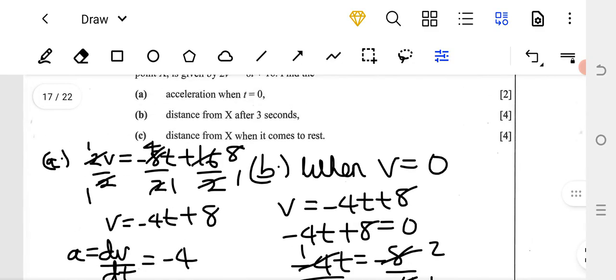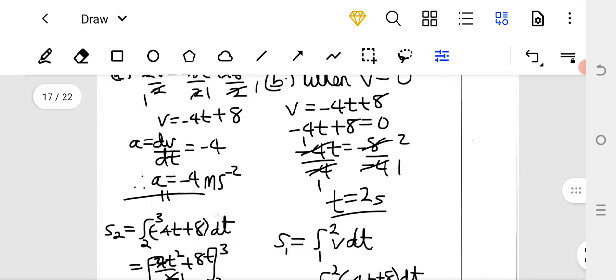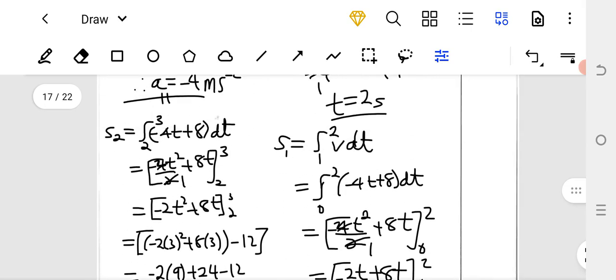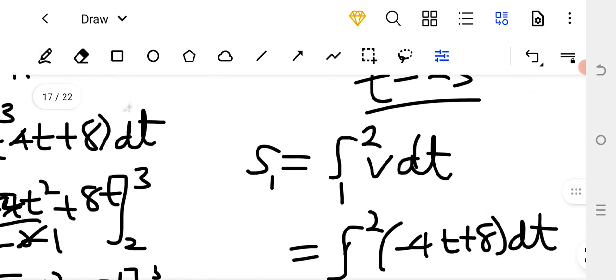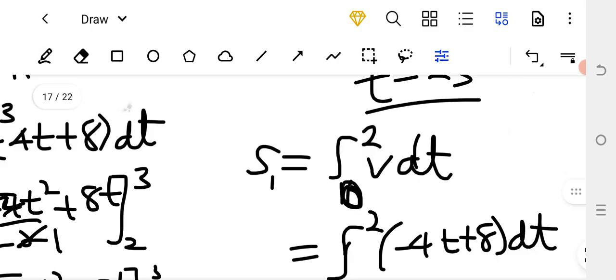I hope that makes sense. And then for C, the distance from X when it comes to rest. When it comes to rest, they're simply trying to say from 0 to 2. So from 0 to 2 is simply taking the integral from 0 to 2. So even here it's supposed to be 0, take note. It's supposed to be the number 0 there. Let me zoom in and write the proper 0. It's supposed to be 0 here.